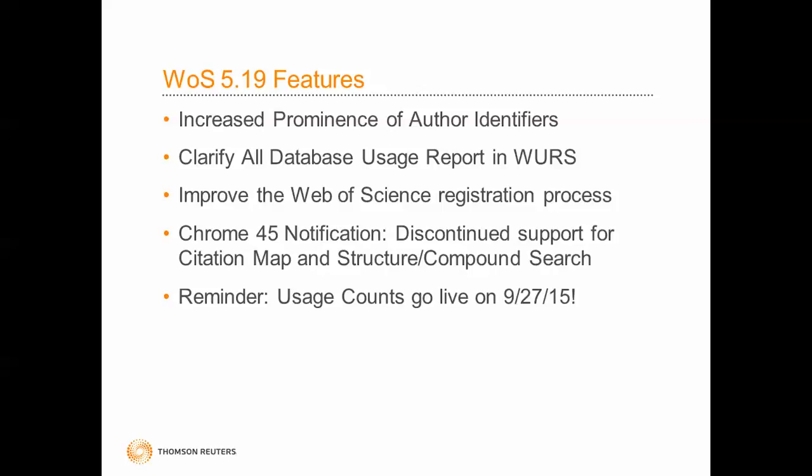There will be a notification about Chrome 45 not supporting the citation map or the structure and compound drawing tools. These tools will still be available and work in all other browsers. It's just Chrome 45. And just a reminder that the item level usage metrics, the usage counts on the records, will go live with this release on 9/27. So on Sunday that will be going out.